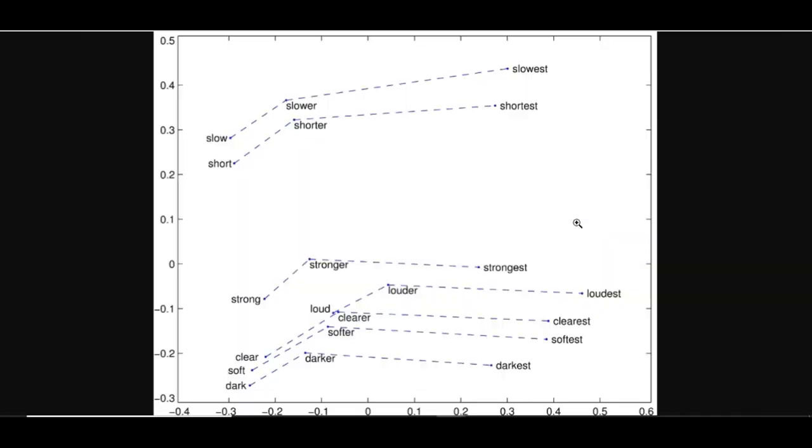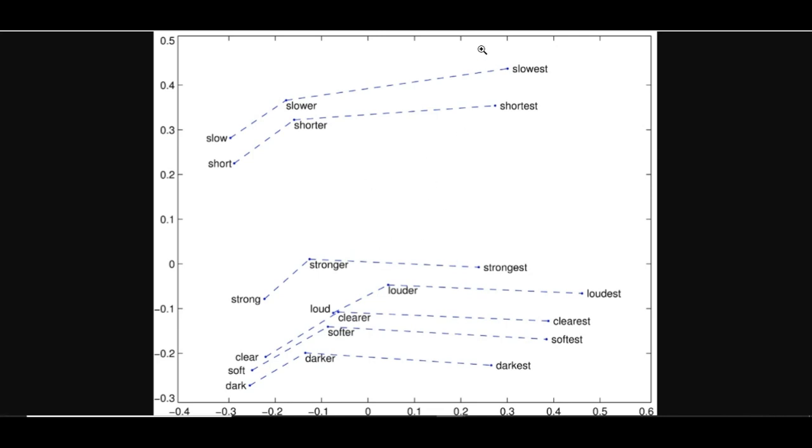Similarly, if I take the words like slow, slower, slowest, short, shorter, shortest, strong, stronger, strongest, they also form a specific pattern. And hence we can say that GloVe gives a very accurate vector representation of the words.